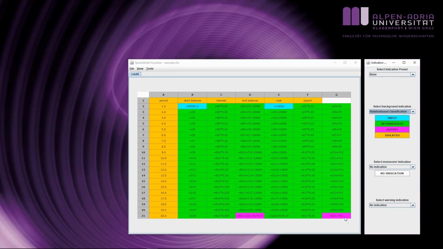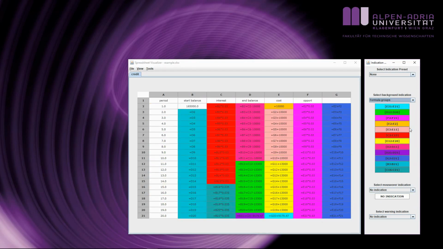Cells of the first column and first row act as headers. To infer the overall structure of calculations, we show the formula groups. This mode highlights groups of neighboring cells that have the same formula. We see that the cells of each column roughly feature the same calculation setup. Exceptions occur in the first and last column entries. We also notice that the formulas for interest and balance and cost change in periods 11 and 15. These changes occur in the constant values of the formulas.